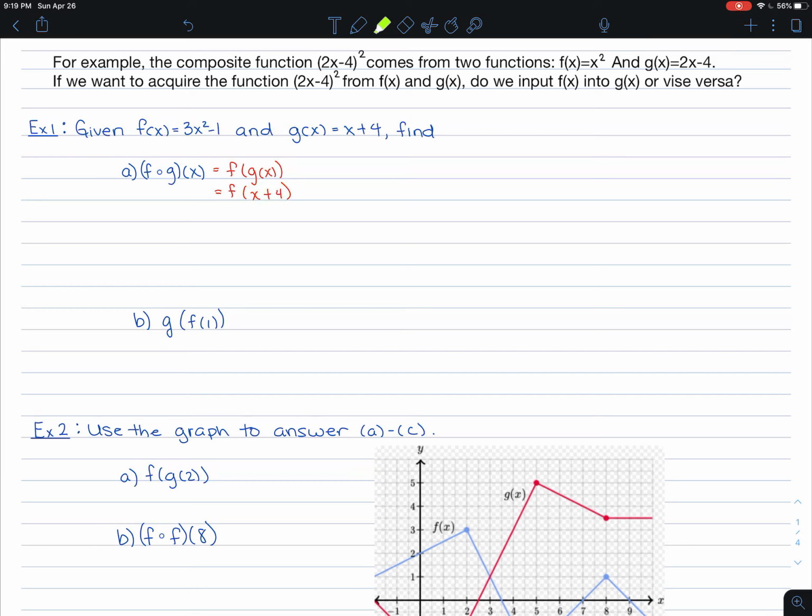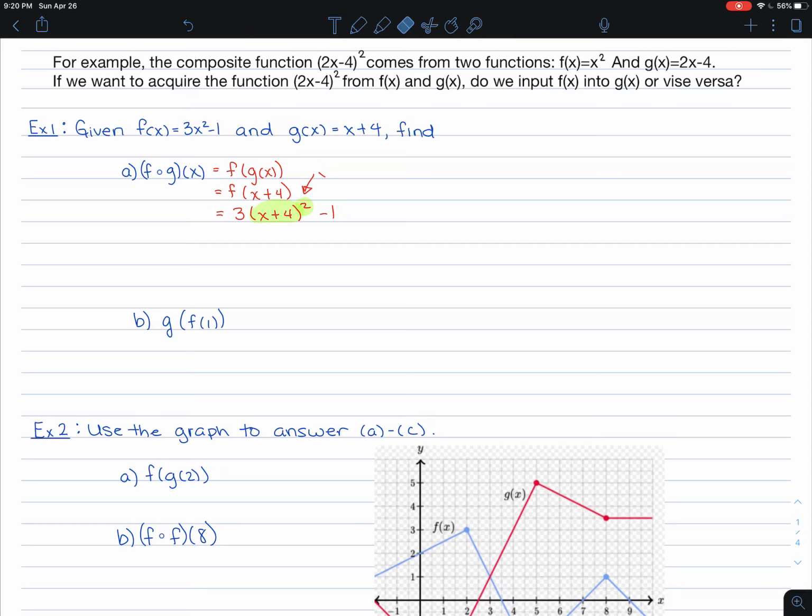So what does that look like? Well, we have 3 quantity x plus 4 squared minus 1. Right where I highlighted, this used to be our x squared in the 3x squared minus 1. So I plugged in x plus 4 into the 3x squared minus 1.